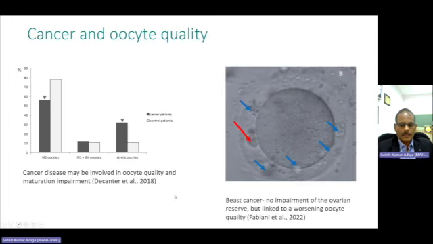Cancer can affect oocyte maturity. It has been shown that the number of atretic oocytes is significantly higher in cancer patients compared to controls, and specifically among breast cancer patients, the oocytes have multiple anomalies. Both extracytoplasmic and intracytoplasmic anomalies are very common in breast cancer patients.